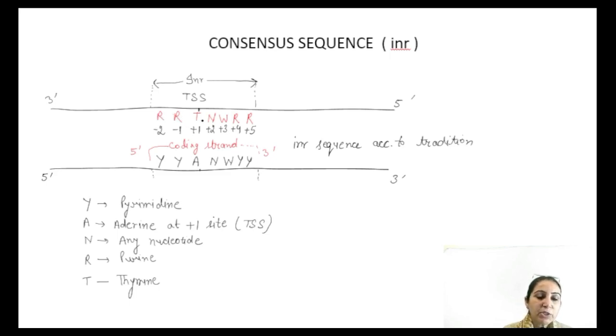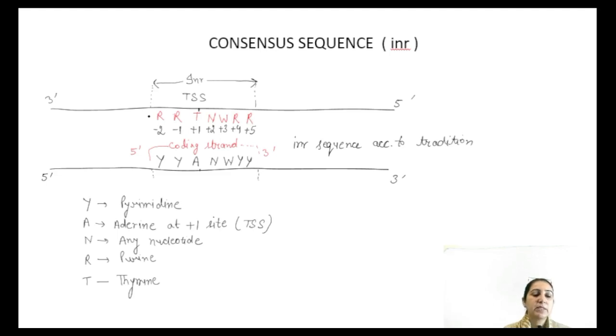At the +1 position, here will be thymine, because in the coding strand here is adenine. So, in the template strand, here will be thymine. Then there can be any nucleotide. After that, there will be any weak nucleotide. Because if here is A, then here there will be thymine, and if the thymine is present here, then in the template strand, here will be adenine. Similarly, these are 2 Ys or pyrimidines, so in the template strand, here will be 2 purines.